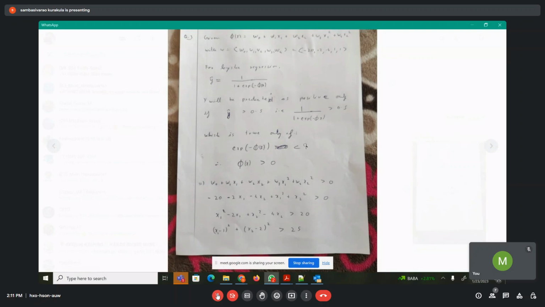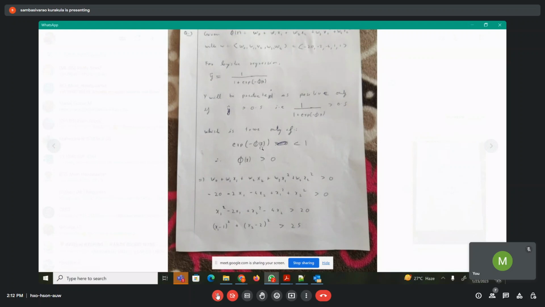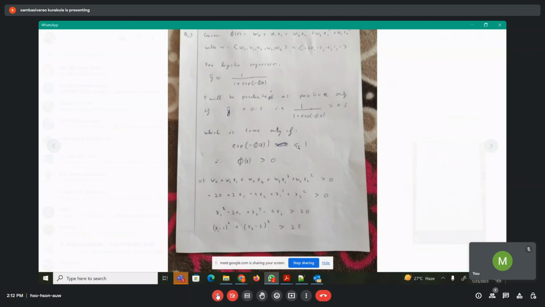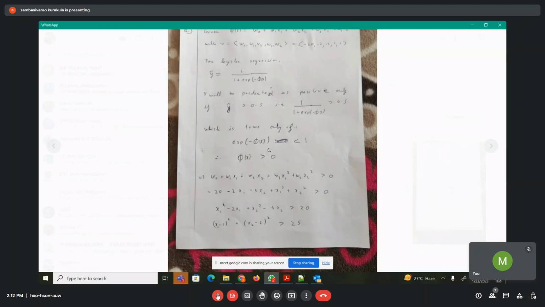Even if you substitute 1, right? 1 by 1 plus 1 is what? 0.5. Not less than 0.5. So when exponent of minus theta x is less than 1 only, theta x can be greater than 0. So like that only we have to go, right? We have to keep on substituting those values.